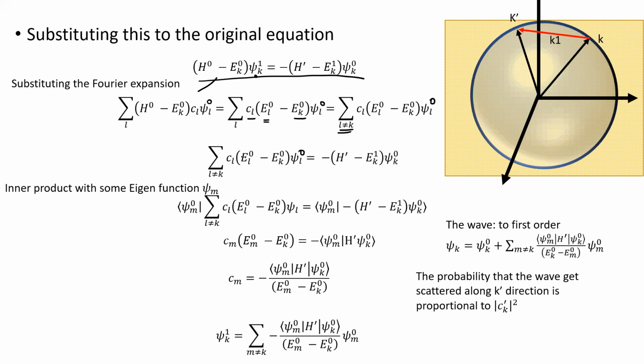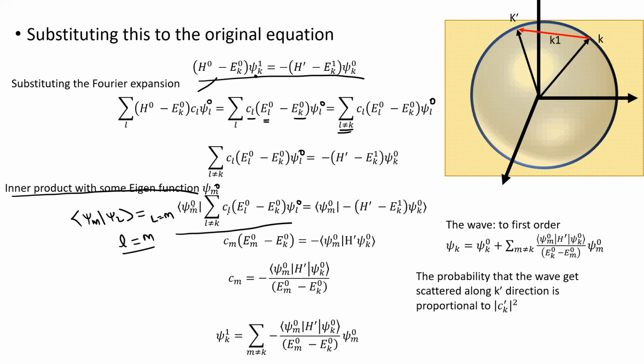Now this is what we found from the left hand side. On the right hand side, we have minus H prime minus EK1, psi K naught, right? Now once again, as we did previously, I do an inner product with some eigenfunction psi m naught, once again from the unperturbed wave vectors. Whenever I have a knot, I have an unperturbed wave vector. When I have something like this, psi m goes inside, and you will see that in this summation, all the other terms will be 0. The only thing which will survive is when L is equal to M, because the inner product of psi m with psi L will be non-zero only for L equal to M.